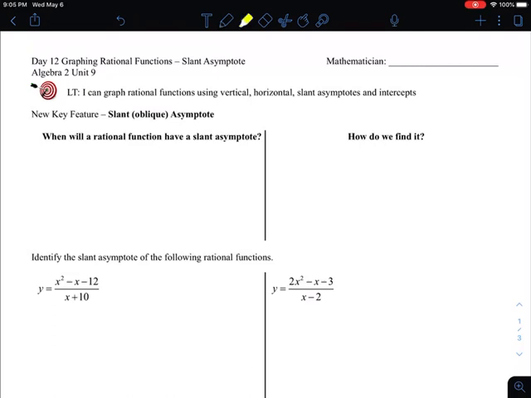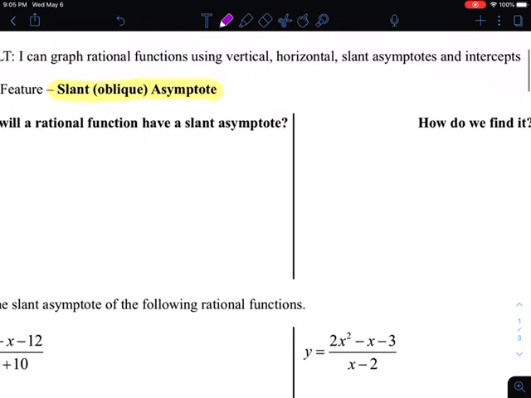So our new key feature today is called a slant asymptote or oblique asymptote. Now, as opposed to horizontal or vertical asymptotes, slant asymptotes will, just like the way it sounds, be diagonal. Now, I do actually think that this is not as difficult as it might seem, as we'll see later. But the two questions are, when will a function have a slant asymptote? All the ones that we worked with up to this point have not had slant asymptotes. So when are we going to have them? And the other question is, how do we find it?